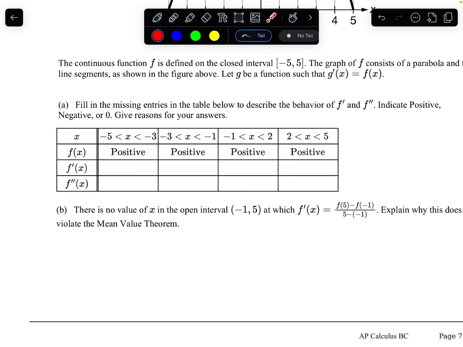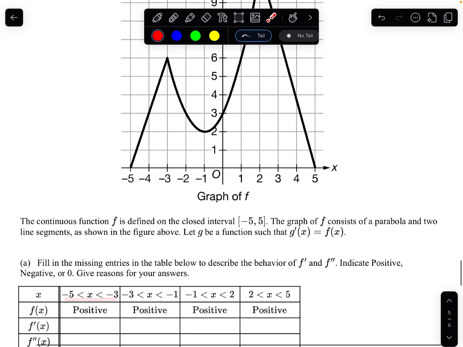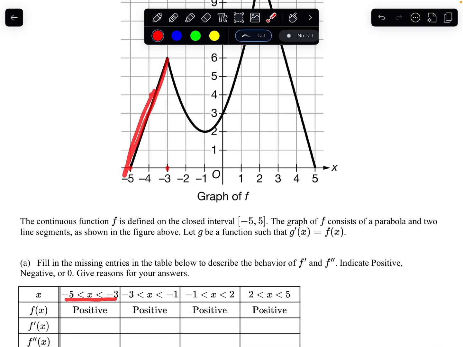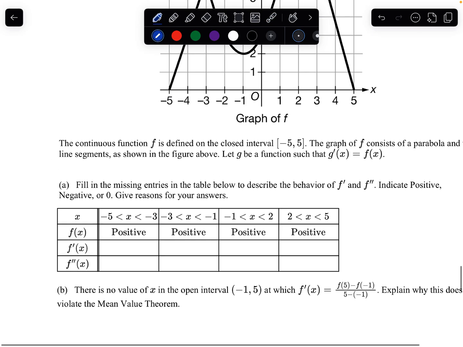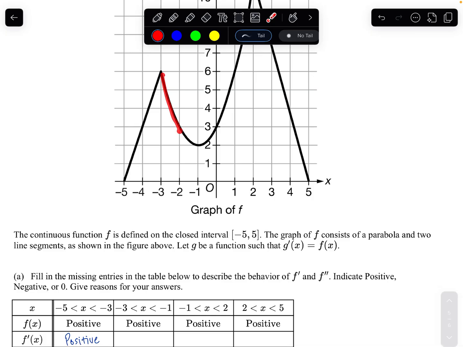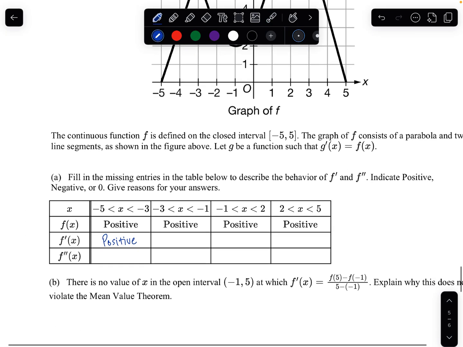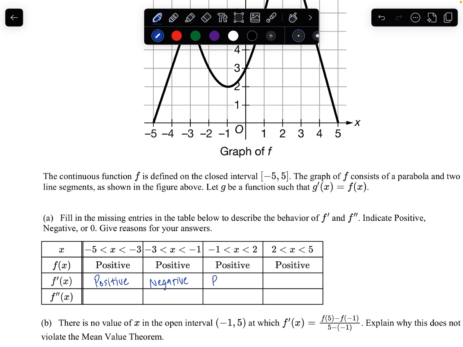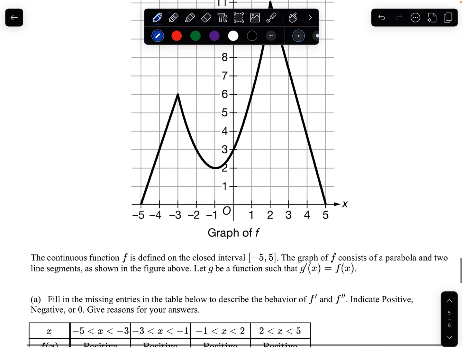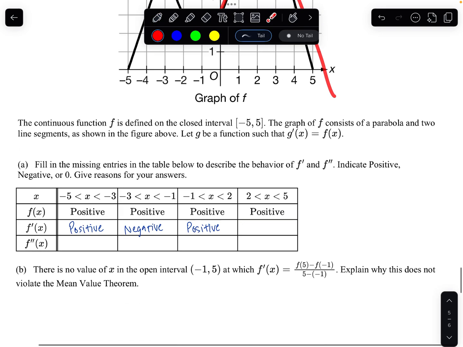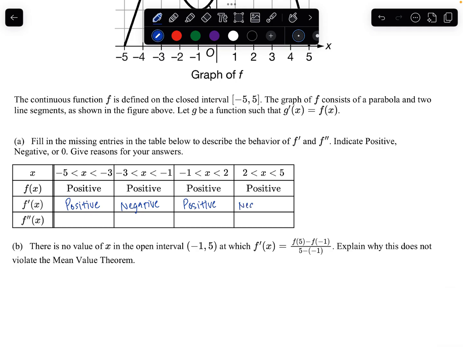So f prime from -5 to 3. So from -5 to 3, f prime is positive. From -3 to -1, f prime is negative because f is decreasing. So negative, and you can see that the graph is still positive. The graph is always positive, and then it's going to be positive because we're increasing, and then we're going to be decreasing, so f prime is going to be negative.